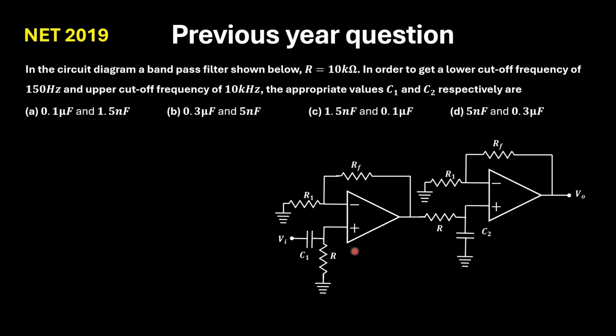We are given a circuit here with multiple OPAMPs, and it is given that this circuit is a band pass filter, and in order to get a lower cutoff frequency of 150 Hz and upper cutoff frequency of 10 kHz, we have to find the value of C1 and C2. Now first let us try to understand what is a band pass filter.